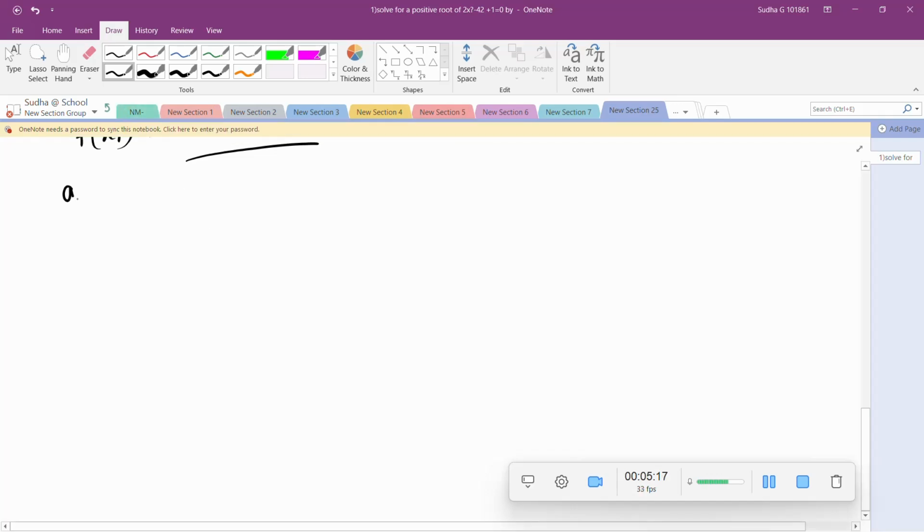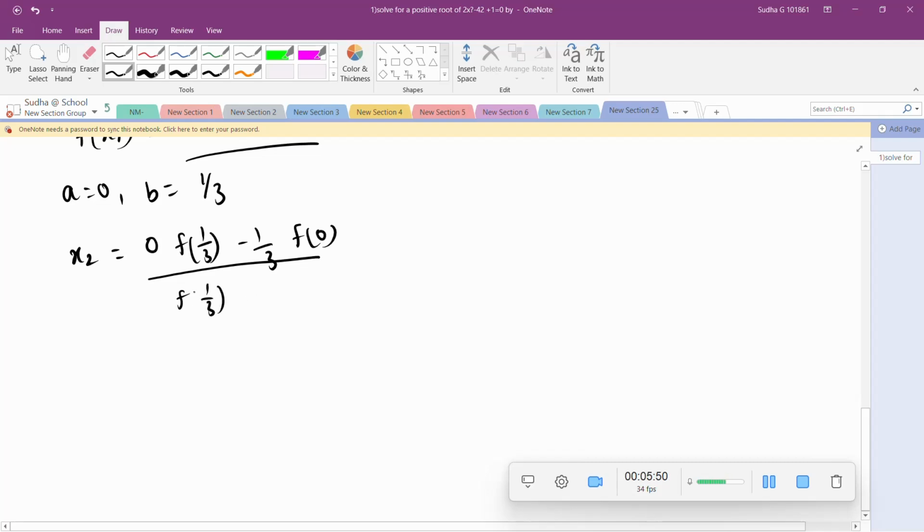So we'll take a equal to 0 and b equal to 0.333 or 1 by 3. Next we need to use the formula x2 equal to a into f of b minus b into f of a divided by f of b minus f of a. We'll substitute the values directly: 0 into f of 1 by 3 minus 1 by 3 into f of 0, divided by f of 1 by 3 minus f of 0.